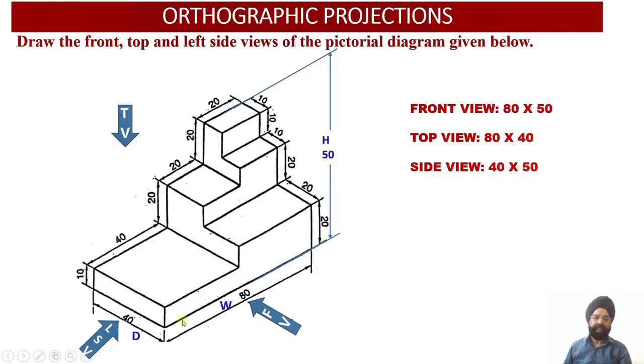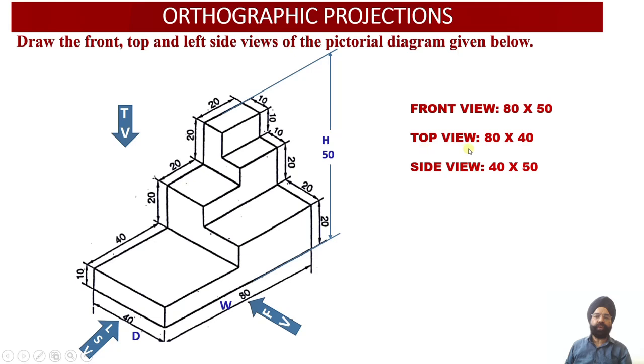Now while we look at the solid, the width of the solid in the front view is given to us as 80 millimeter. So this is the front view of the solid and this is the 80 millimeter width of the solid. Then the second dimension which will be viewed in the front view is the height of the solid, which has been provided to us as 50 millimeter. So the front view dimensions will be 80 millimeter by 50 millimeter.